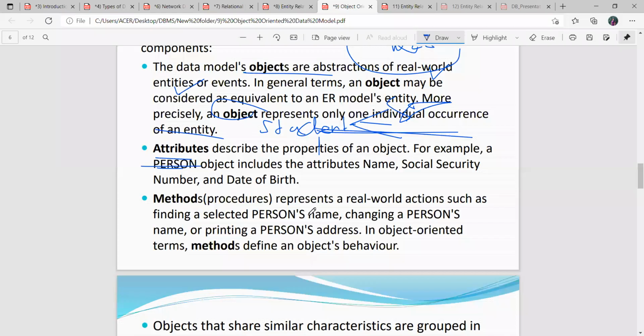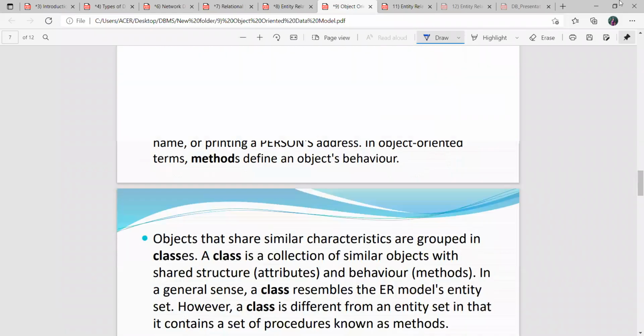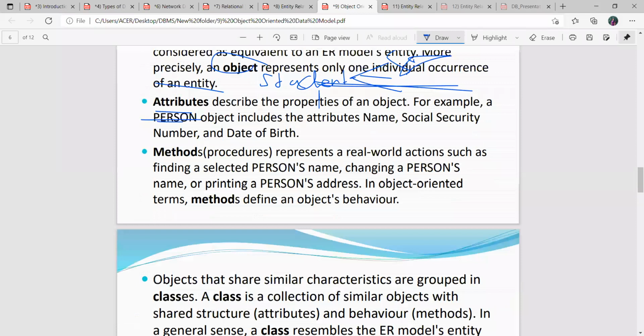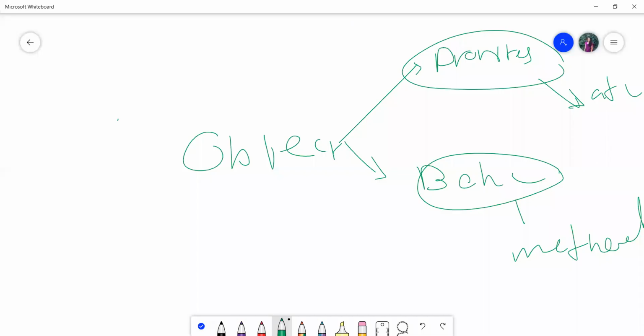Okay, this is about object. Is it clear? Before moving to class, is it clear?